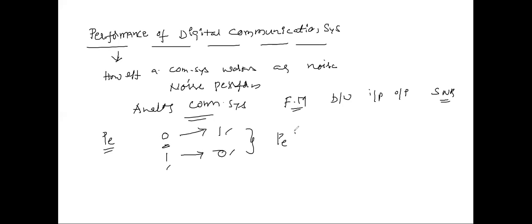So if error probability is higher, the noise performance is lower. Higher the error probability, lower the noise performance. So this is what we need to find out. First, we need to find an expression for this error probability. Normally error probability is expressed in terms of the Q function, and we'll discuss it in the next few classes.